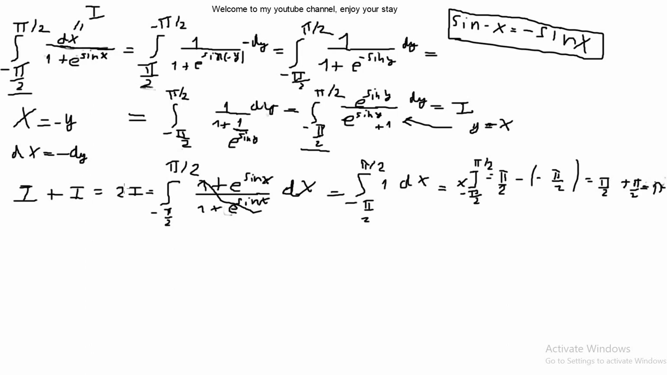But this isn't the solution. Since 2I equals pi, we need to solve for I. I equals pi over 2. When we divide both sides by 2, we get this. So this is the solution of our integral.